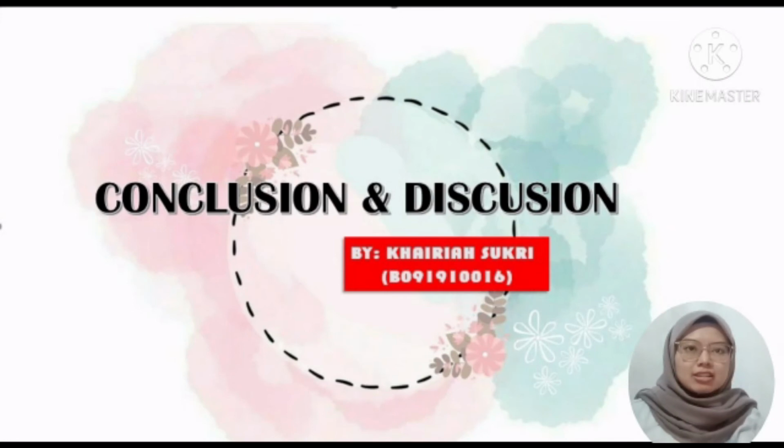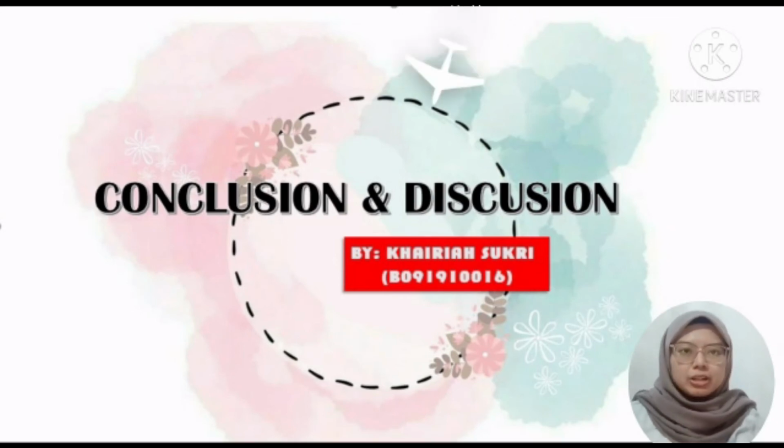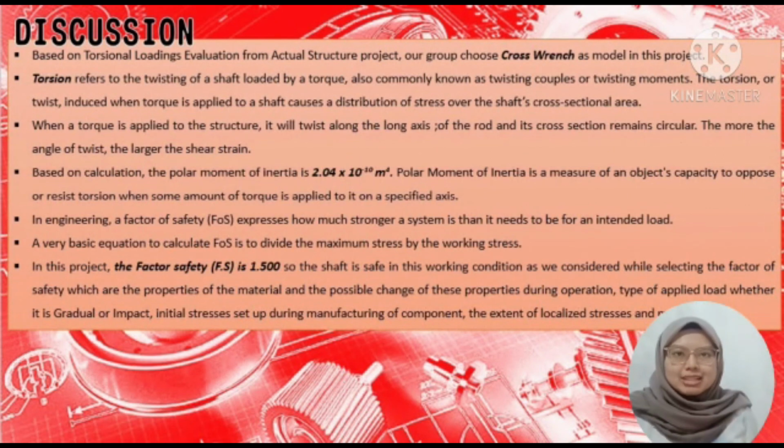Today, I want to discuss about conclusion and discussion for this project. Let's talk about discussion. Our group chose cross wrench as our model project. Okay, in this project, we learn about torsion. What is torsion? Torsion refers to the twisting of a shaft loaded by a torque, commonly known as twisting couple or twisting moment. Okay, in this experiment, when a torque is applied to the structure, it will twist along the axis. So, the more the angle of twist, the larger the shear strain.